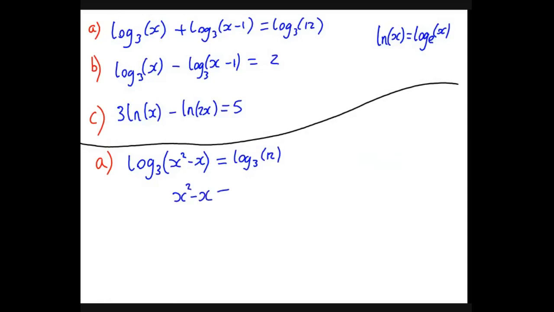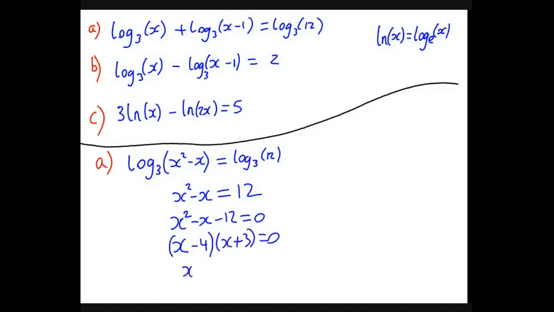So x squared minus x is equal to 12. And then this is a quadratic equation, so I've got x squared minus x minus 12 equals 0. And the factorization would be x minus 4, x plus 3 equals 0, which means x equals 4 or x equals minus 3. But wait, what is going on here?